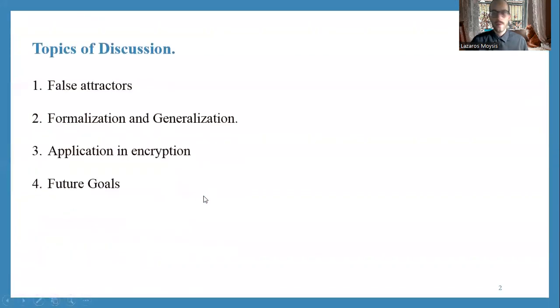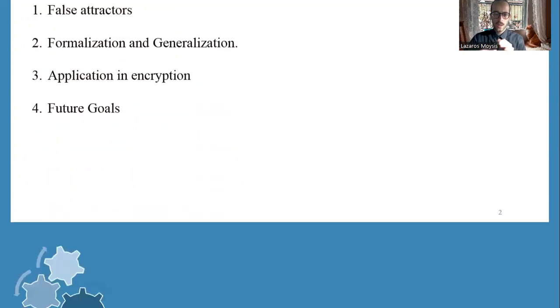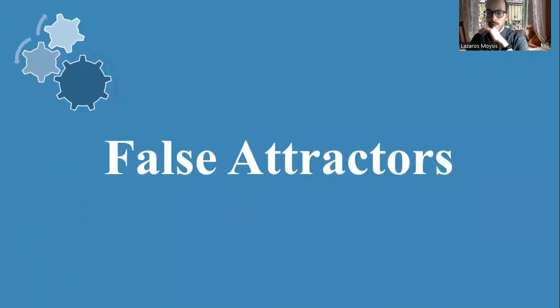So, first of all, we are going to discuss strange and false attractors and define what a false attractor is. We are going to generalize and formalize the procedure of generating false attractors from a chaotic system, discuss a specific application in encryption that we're really interested in, and then we'll end our talk with a discussion of our future goals. So, first of all, false attractors.